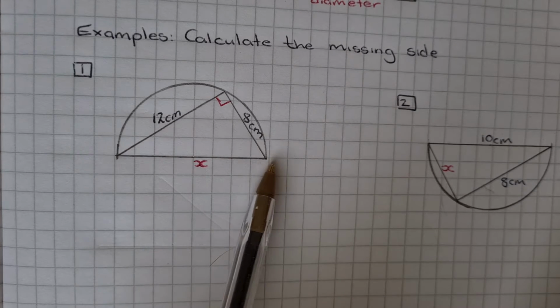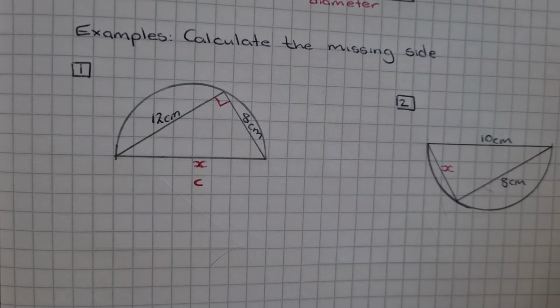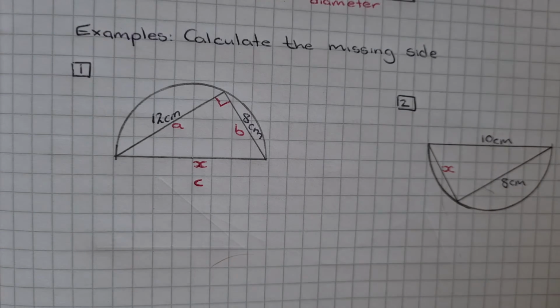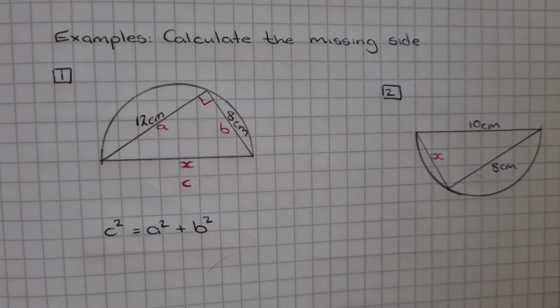So the diameter is always C. So when we're labeling the triangle, the diameter is going to be C and the other two sides are going to be A and B. Once you've labelled your triangle, then you write down your Pythagoras' theorem, which in this case is c squared equals a squared plus b squared because we're trying to find the hypotenuse.